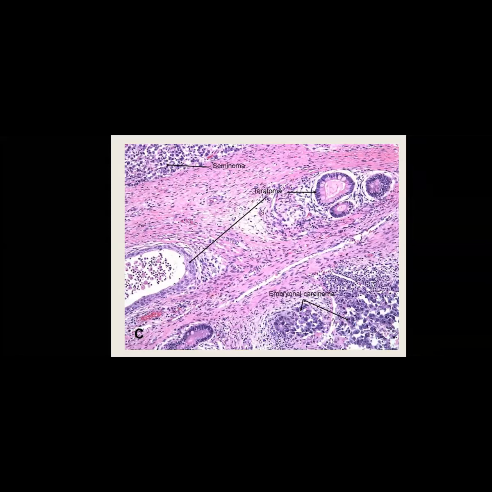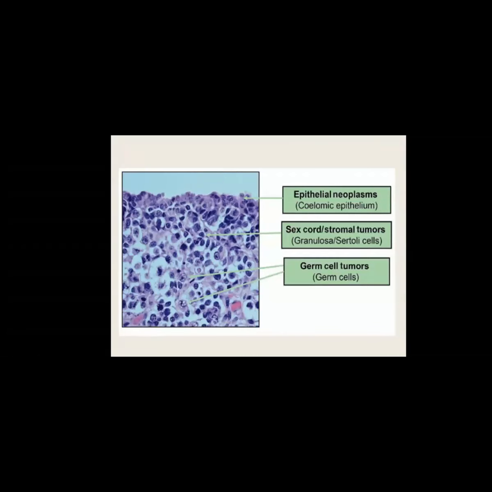You can see the seminoma on the left upper aspect, large polygonal cells with a clear cytoplasm. The teratomatous element here with the epidermis and the glandular pattern here. Then you can find the embryonal carcinoma on the lower aspect with the immature cells and poorly formed gland. So you can see the mixture of all these components, epithelial component, sex cord component, as well as the pure germ cell components.